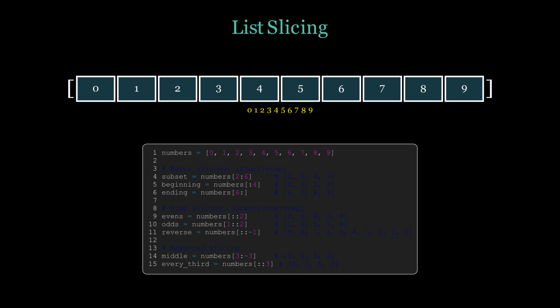Step determines the interval. Slice 2:6 produces a subset with result 2, 3, 4, 5. Slice :4 produces the beginning with result 0, 1, 2, 3. Slice 6: produces the ending with result 6, 7, 8, 9. Slice ::2 produces evens with result 0, 2, 4, 6, 8. Slice ::-1 produces the reverse with result 9, 8, 7, 6, 5, 4, 3, 2, 1, 0.